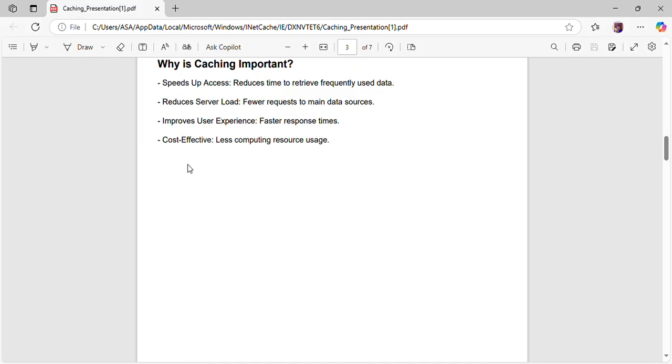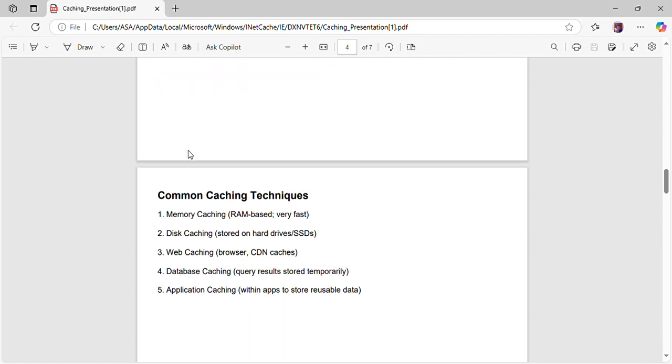Right, and then it is cost effective. What do we mean by it being cost effective? By optimizing resource usage and reducing the need for expensive scaling of primary storage, caching can be a cost effective way to improve performance.